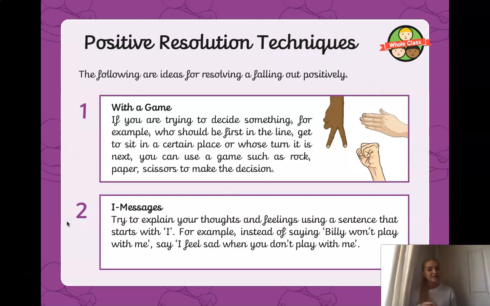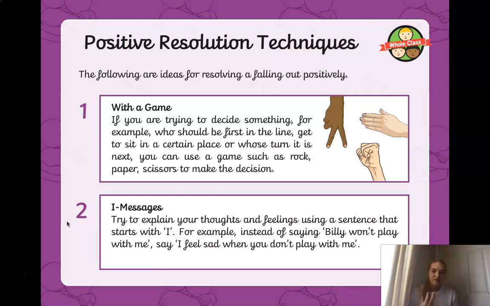The second way is this concept of I messages. So where you're trying to explain your thoughts and feelings with a sentence that starts with I. For example, thinking of the example we had last week about Billy, instead of saying that Billy won't play with me, instead start your sentence with I. I feel sad when you don't play with me.